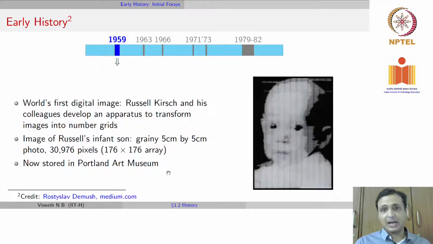In the same year, in 1959, there was actually another major development too, by Russell Kirsch and his colleagues, where for the first time they represented an image as a set of ones and zeros. Representing an image as a number grid was a huge achievement, which is something that we inherit to this day. In fact, the first image taken was of Russell's infant son, a 5 centimeter by 5 centimeter photo, about a 176 by 176 array, that was captured at that particular time. This is considered such a big achievement in the field of vision that this particular photo is still preserved in the Portland Art Museum in the USA.